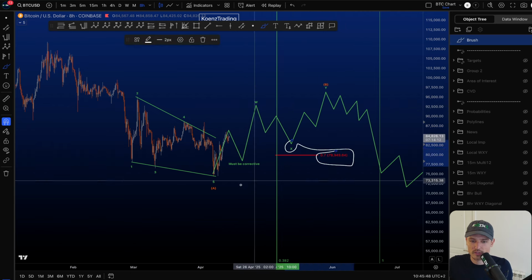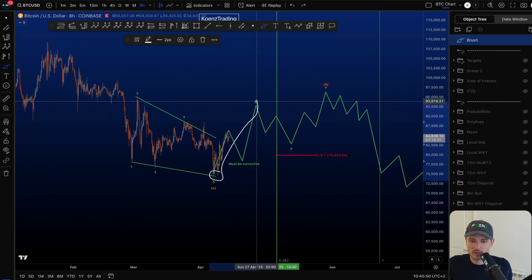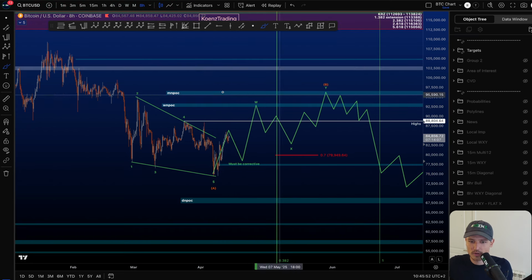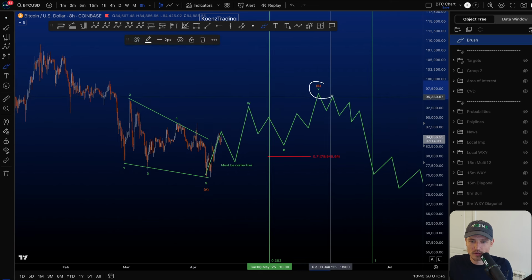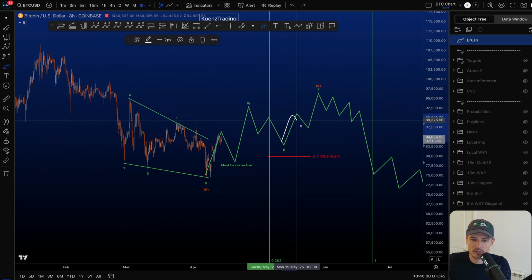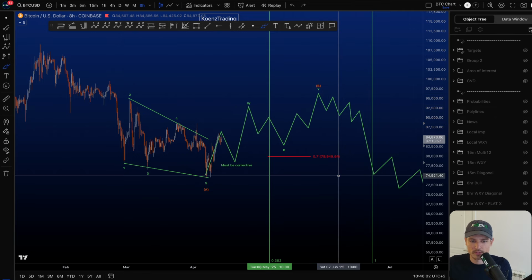So an impulsive structure to the upside in a wave W to create an ABC zigzag in W. X should not touch the 0.7 taken from the low to the high of your W. I put W on top of the 93k resistance, the blue box here. Right? And then you still look for another wave Y towards the upside, which also should be an impulsive structure.